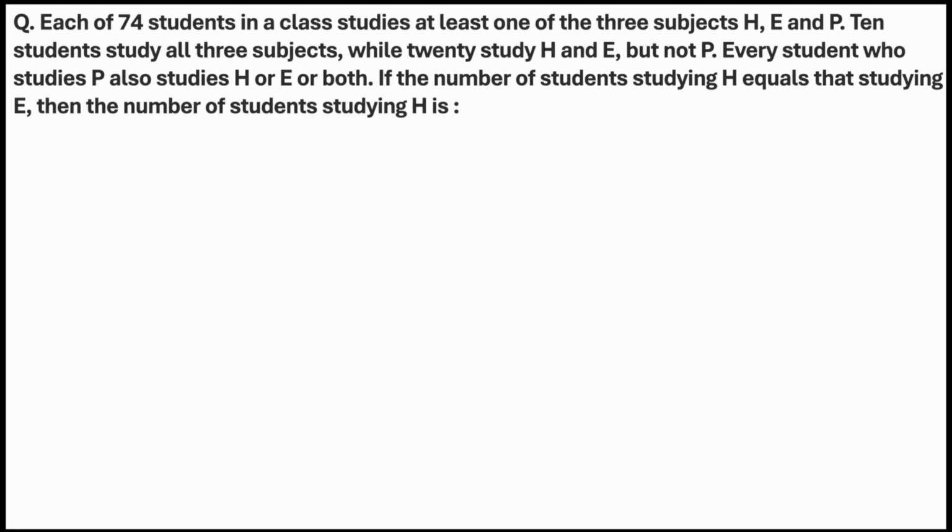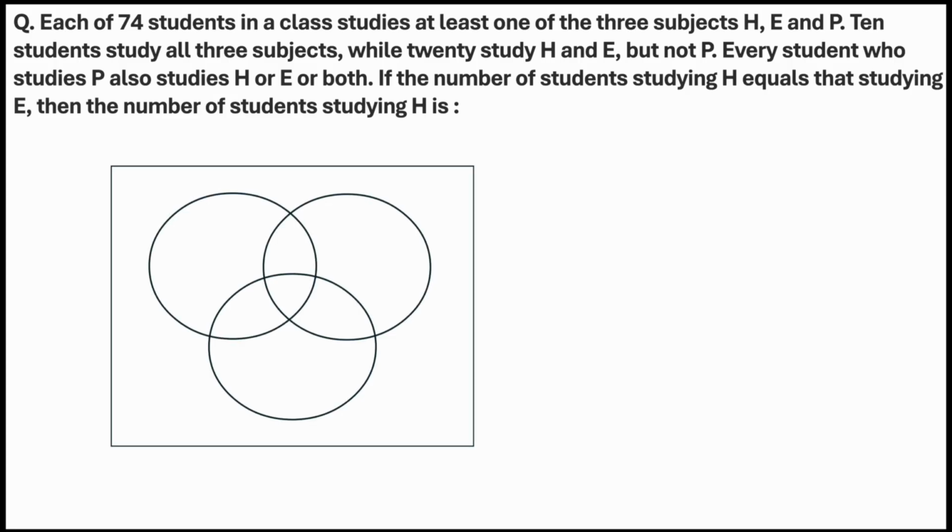It's very clear that we have 74 students in the class and they all study at least one of the three subjects. So we have to basically make a level 3 Venn diagram and the subjects are H, E and P. So the circles have to be named as H, E and P. A total of 74 students are there. So the universal set is 74. As per the question, every student studies at least one. So there are zero people who study none of the three subjects, right?